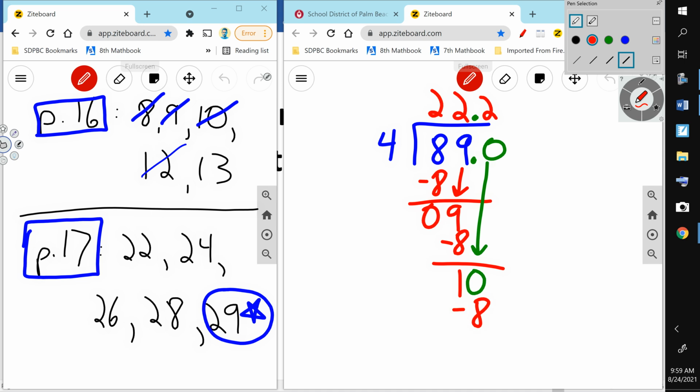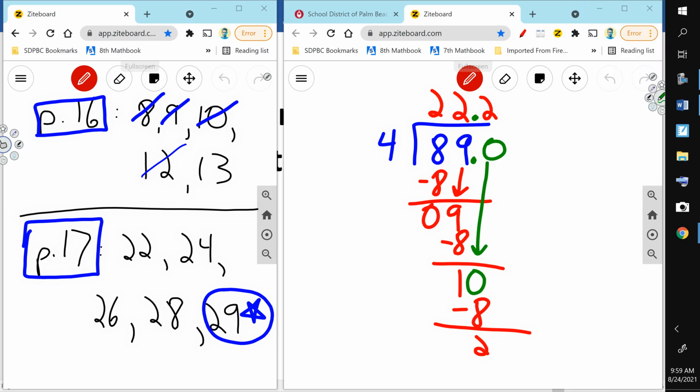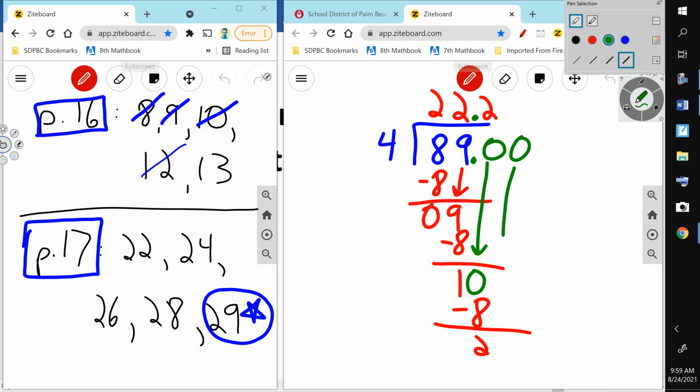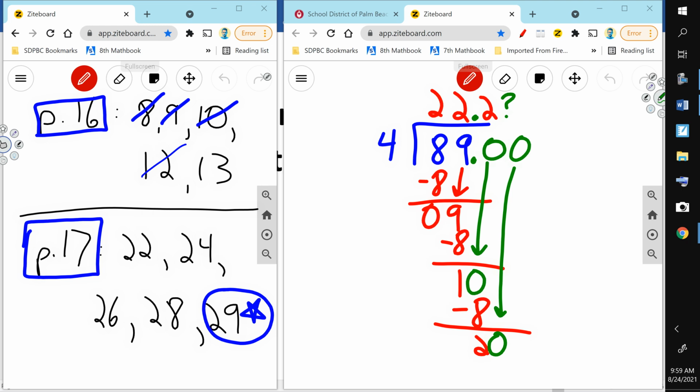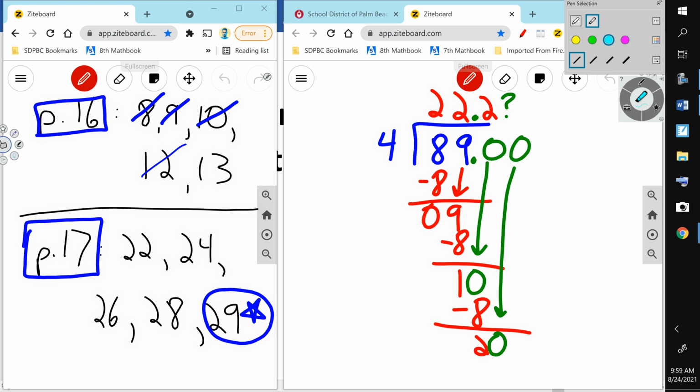We're going to subtract after we multiply. 4 times 2 is 8. 10 minus 8 is 2. And then we're going to add another 0. We're going to bring it down. And 4 goes into 20 how many times? That's your last number. What is that number? You're going to figure out how many times 4 goes into 20.